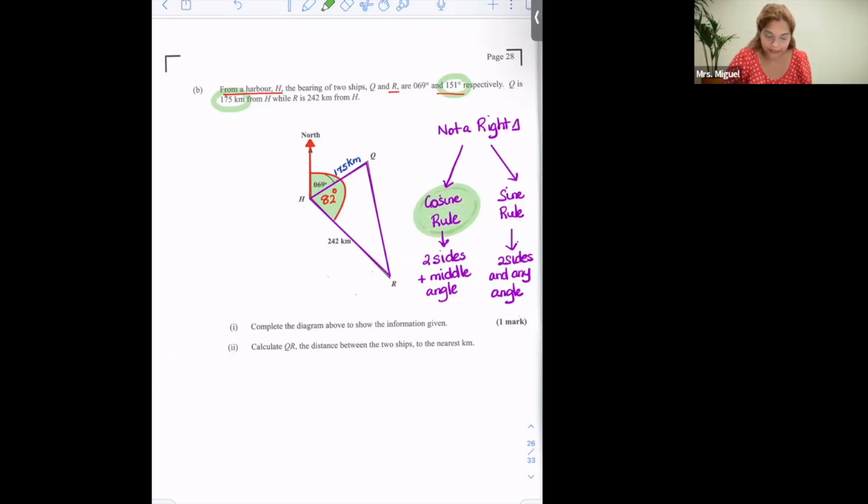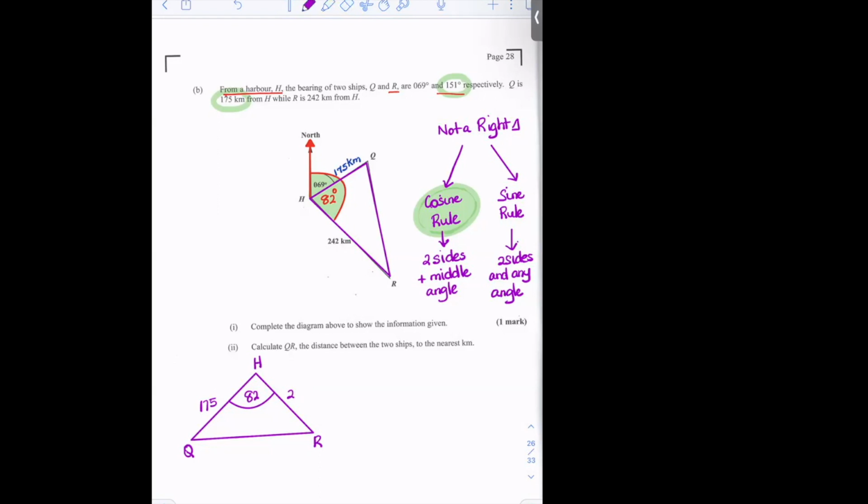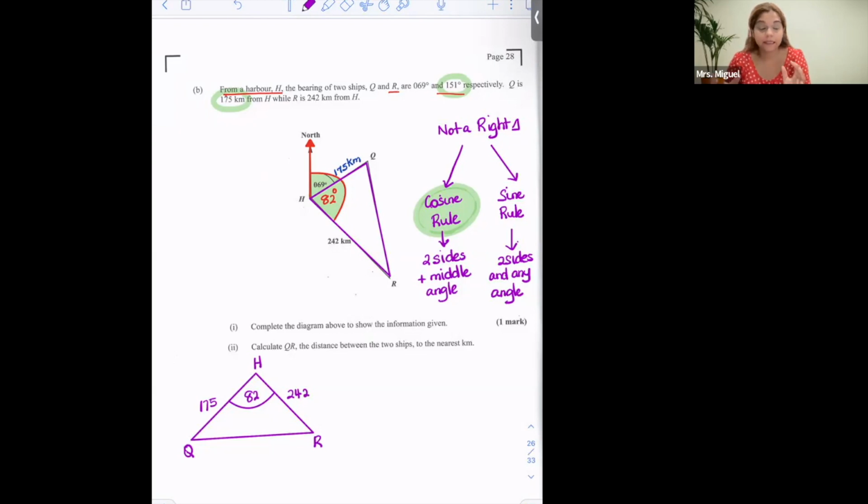So for simplicity's sake, I am going to redraw this diagram. And I suggest you draw it too, so you can see exactly what I mean. So draw the diagram. This is Q, R, this is H, here is 82, HQ is 175, and HR is 242. Do you see that I have two sides and the middle angle? Yes, miss. So we don't have to guess it. That tells us automatically we use the cosine rule.